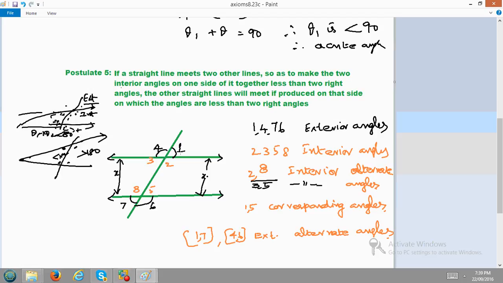So what is this? Is it 1, 4, 6, 7? No, they are exterior. You remember this: whenever we say exterior angles, 1, 4, 7, 6 are exterior angles. And these, 2, 3, 8, and 5, are interior angles.